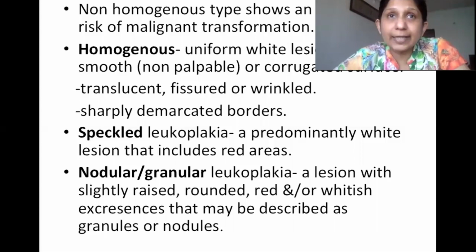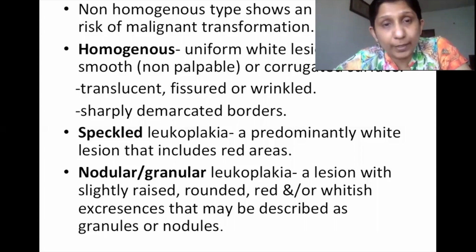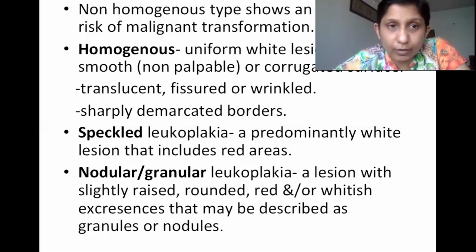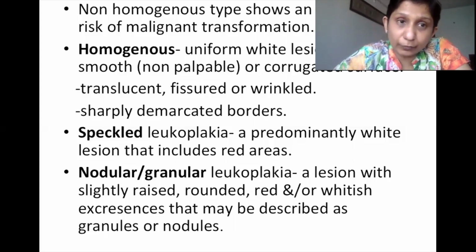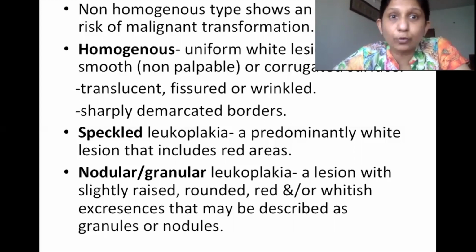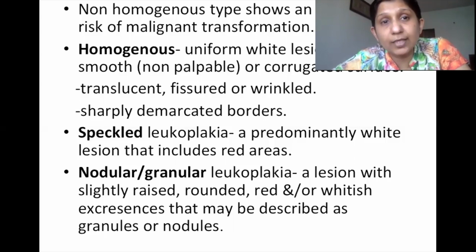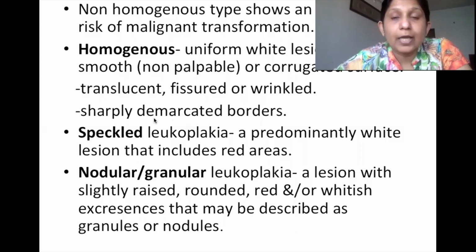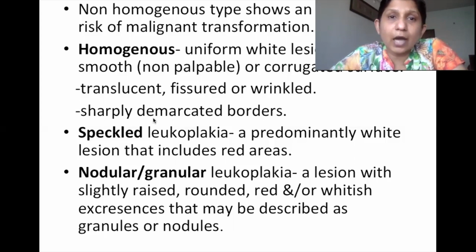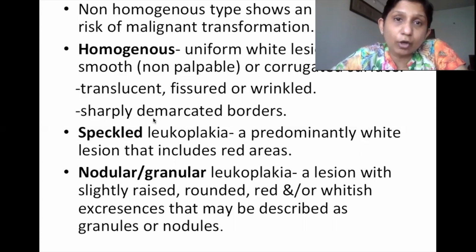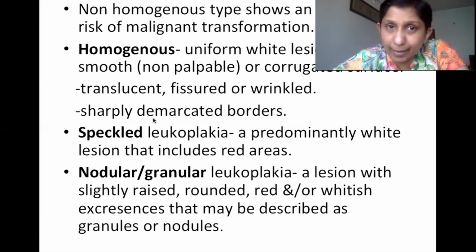Having said that, both homogeneous and non-homogeneous leukoplakia can show malignant transformation, but if you compare the non-homogeneous type to the homogeneous type, I would say the non-homogeneous type shows a more increased risk of malignancy. And the homogeneous one, I've already told you, is a very uniformly white lesion. Now, depending upon how thick it is, it can be initially macular, that is, you can just see the white area and you can't really palpate it.